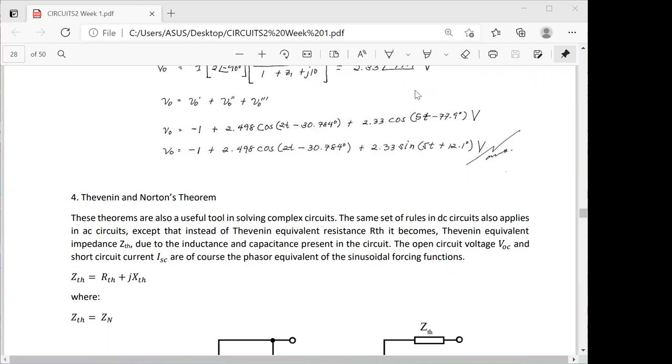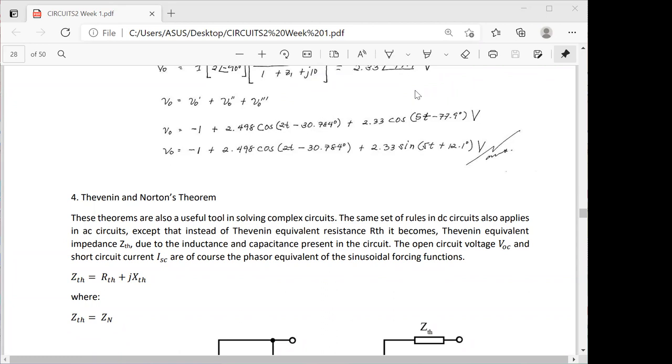Our last topic for the midterm is Thevenin's theorem, actually including Norton's theorem. These are the last two topics for the midterm. Thevenin's and Norton's theorems are also useful tools in solving complex circuits, just like your DC circuits.